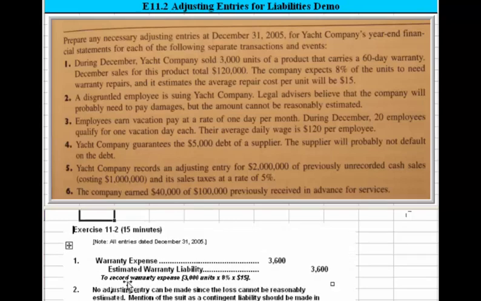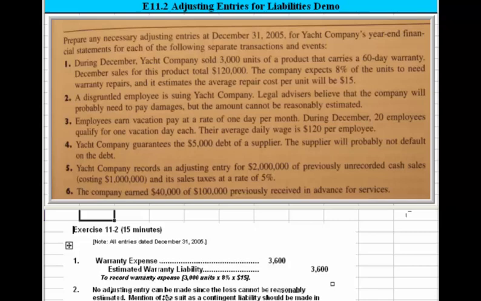Okay, so in terms of the math, we have to come up with a debit to warranty expense and a credit to an estimated warranty liability account. You could call it estimated warranty liability. I've also seen it simply called warranty obligations or just warranties.